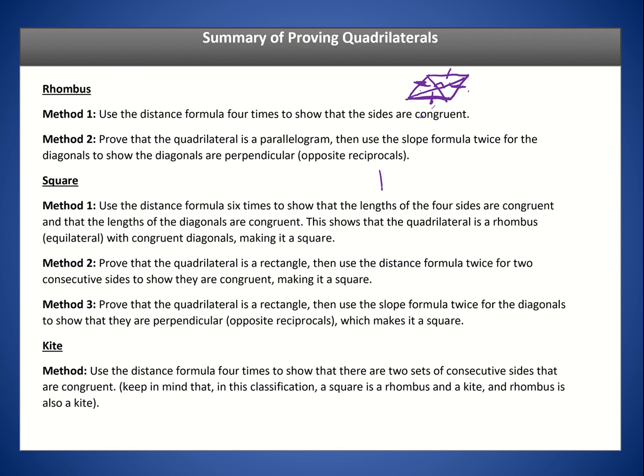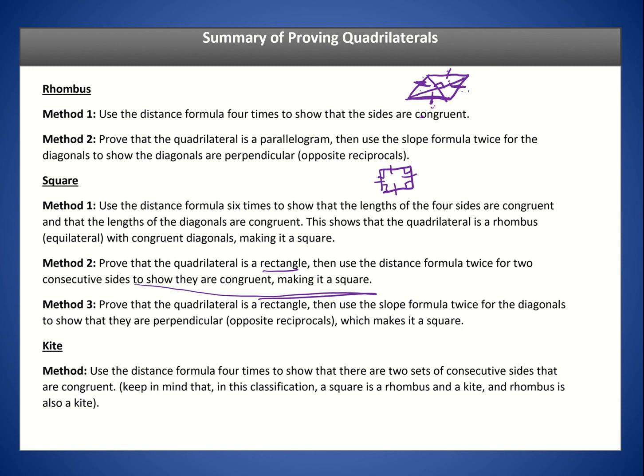The square, remember the square is a combination of the rhombus with the same sides and the rectangle with the 90-degree angles. So if you prove that it's a rectangle and then prove that it's a rhombus by showing the sides are the same, then you can prove that it's a square. All right, so that is essentially right here: proving that it's a rectangle, and then using the distance formula for two consecutive sides to show that they're congruent, making it a square. So that would be like method 2.